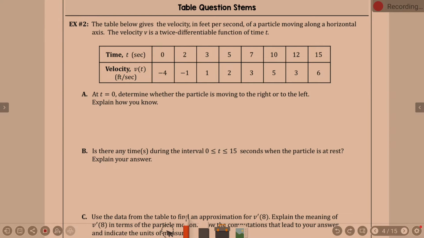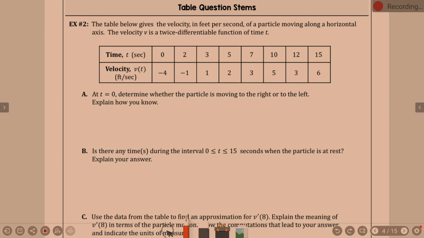Okay, guys. So, continuing where we left off yesterday, we are ready for example 2. Example 2 is an example of a question with a table. The table below gives the velocity in feet per second of a particle moving along a horizontal axis. The velocity v is a twice differentiable function of time t. At t equals 0, determine whether the particle is moving to the right or to the left. Explain how you know.